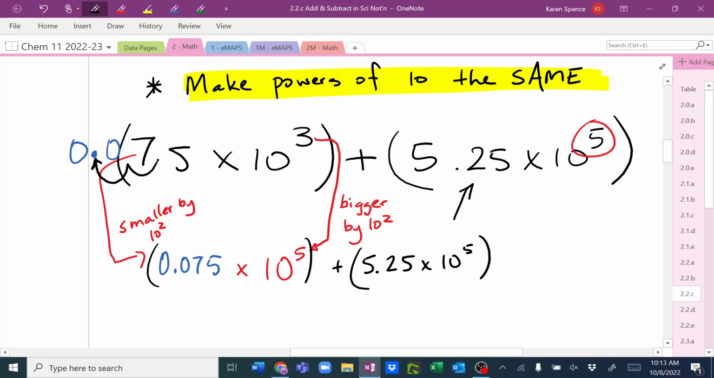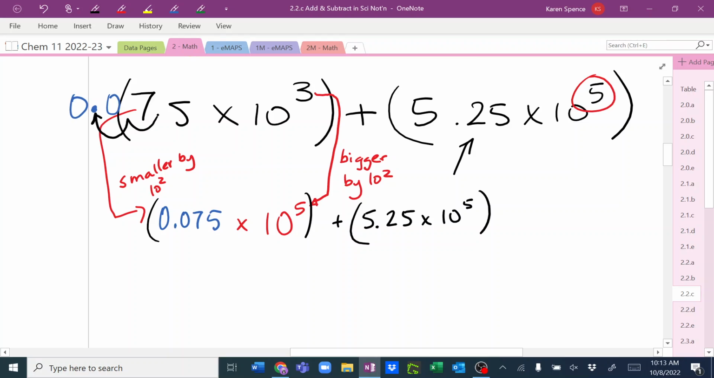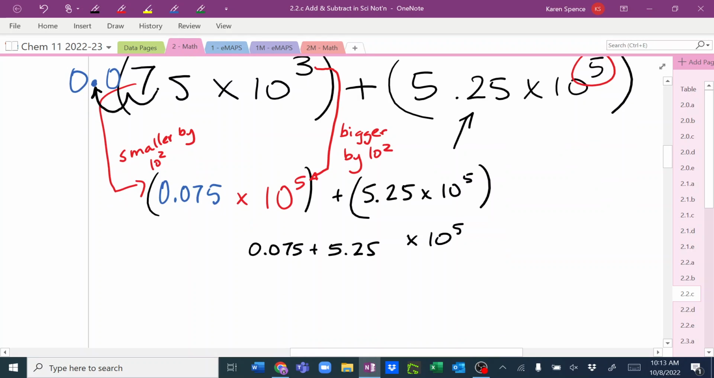Okay. Now remember, because our factor of 10 is the same, we can factor it out, times 10 to the 5. So we now have 0.075 plus 5.25. All right, we add those up, 0.075 plus 5.25. Remember, just putting in the coefficients into the calculator, excuse me, and we get 5.325 times 10 to the 5.